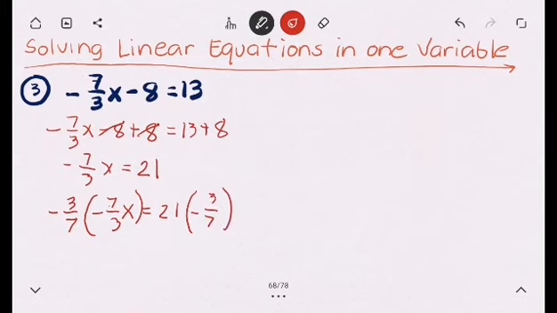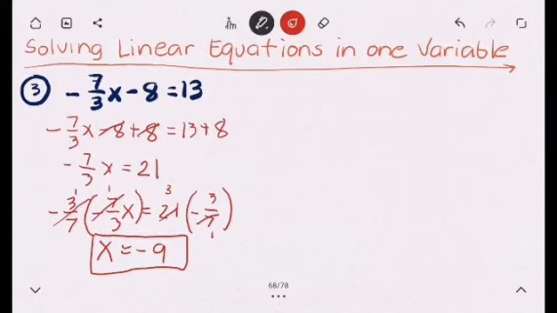Then simplify. So negative 3 over 7 times negative 7 over 3, this is positive 1. So 1 times 1 times x, matitira is x sa left side. Then yung right side, pwede nating i-simplify. So this is 3 and this is 1. So 3 times negative 3, we have negative 9. So meaning, ito yung solution natin for our third equation.